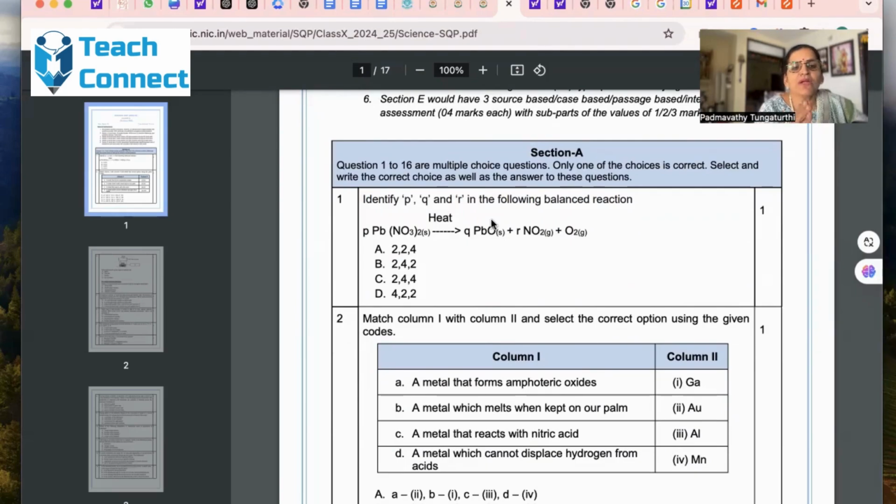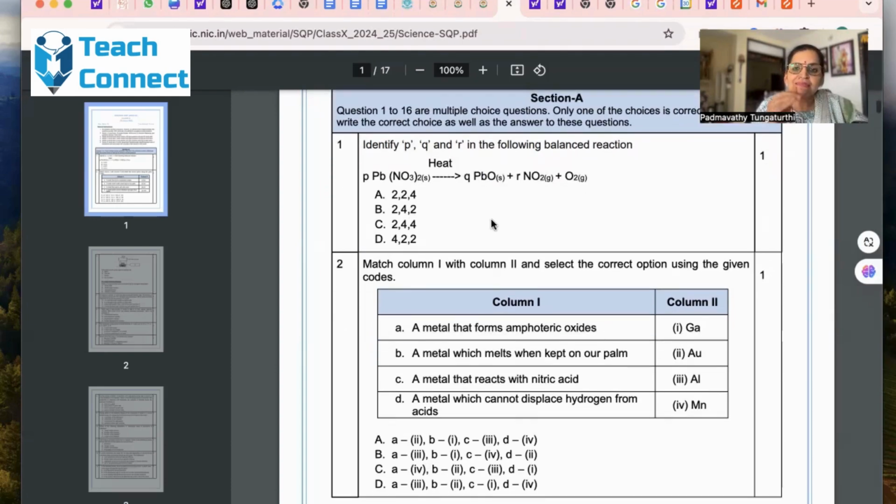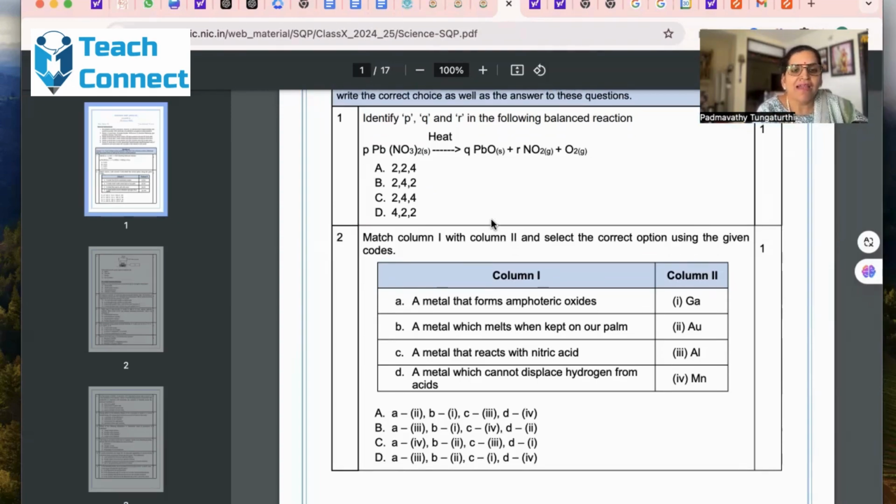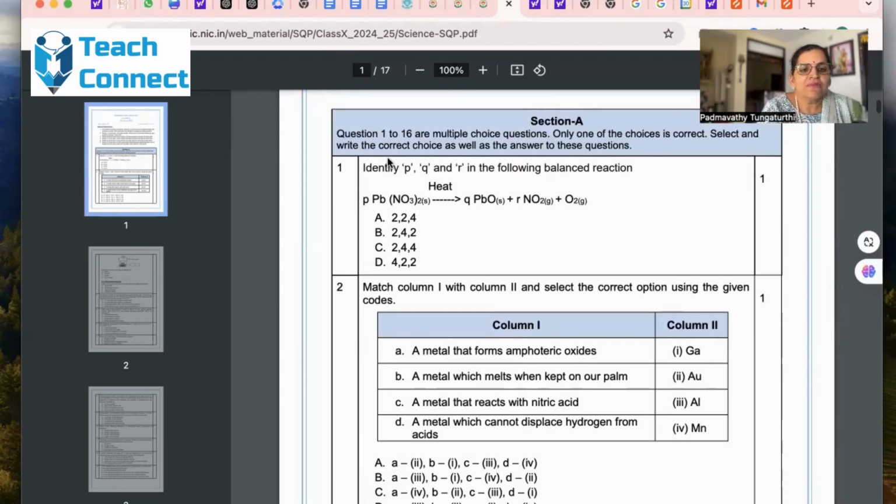Section A, questions 1 to 16 are multiple choice questions, of which let us see how the question is framed first, and with that, how to write the answer for this question. The first one is: identify PQR in the following balanced reaction. This is a stoichiometric equation. That means we got to write down the balancing of the chemical equation.